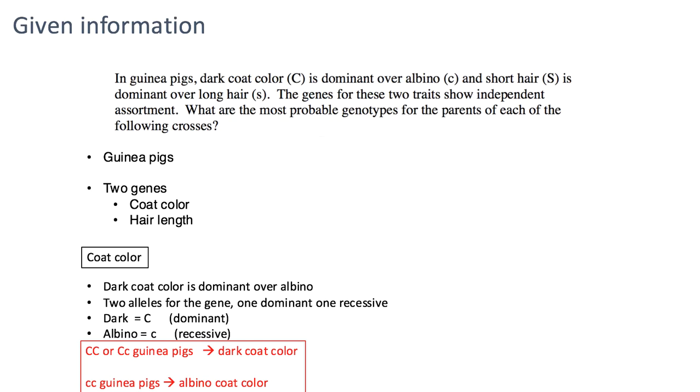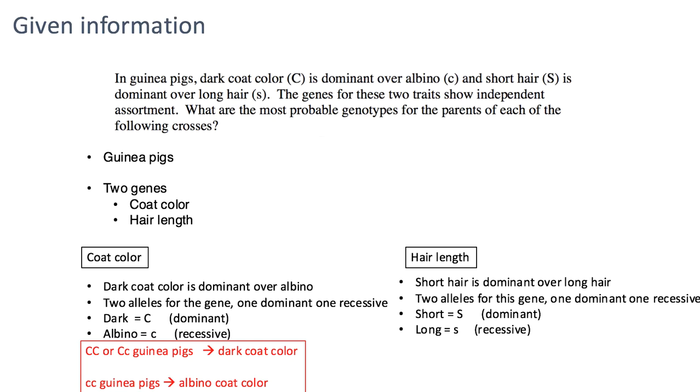The introductory paragraph gives us the same information about the hair length gene. Short hair is dominant over long hair in guinea pigs, and there are two alleles for the hair length gene: the dominant allele for short hair, represented by capital S, and the recessive allele for long hair, represented by the lowercase s. Homozygous big S guinea pigs, or heterozygous big S little s guinea pigs, will have short hair, because they have at least one copy of the dominant allele. Only the small s guinea pigs, homozygous for the recessive allele, will have long hair.